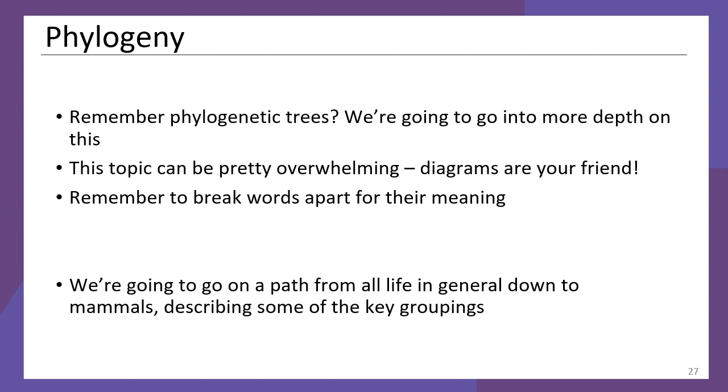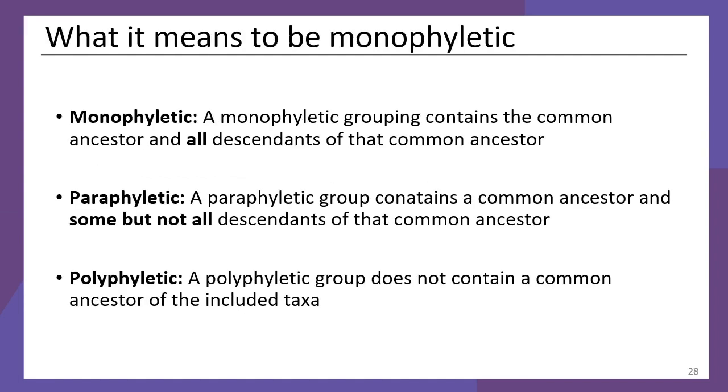So, as I said before in the intro, we're going to be going from all life down to mammals, describing some of these different key distinctions that we have. But first, let's talk a little bit about our terminology. So we have the idea of being monophyletic. Mono meaning one, you've got the common ancestor and all descendants of the common ancestor in that grouping. Whereas you can look at a paraphyletic group, which contains a common ancestor and some but not all descendants of that common ancestor, or a polyphyletic group, which does not contain a common ancestor of the included taxa.